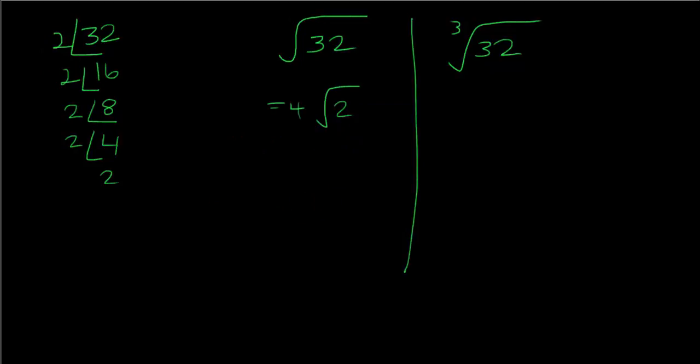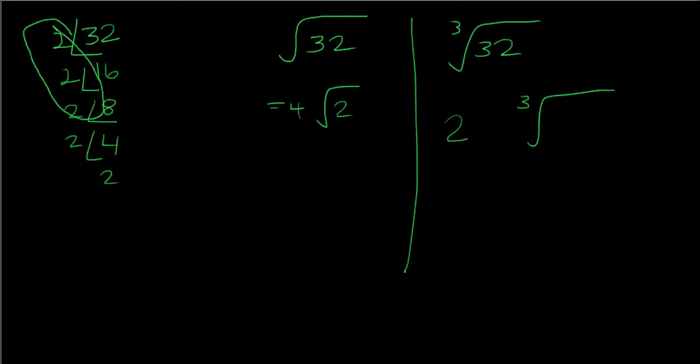So with the third root of 32, I'm looking for groups of 3. So here's a group of 3, and then we have 2, a second 2, but not a third 2. So there was only one group of 3. So the answer here, we had one group of 3, so we bring that 2 out one time.